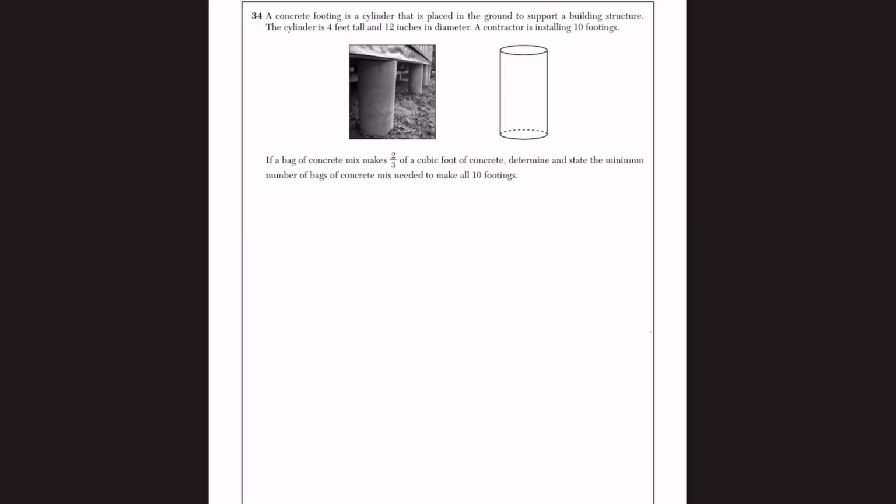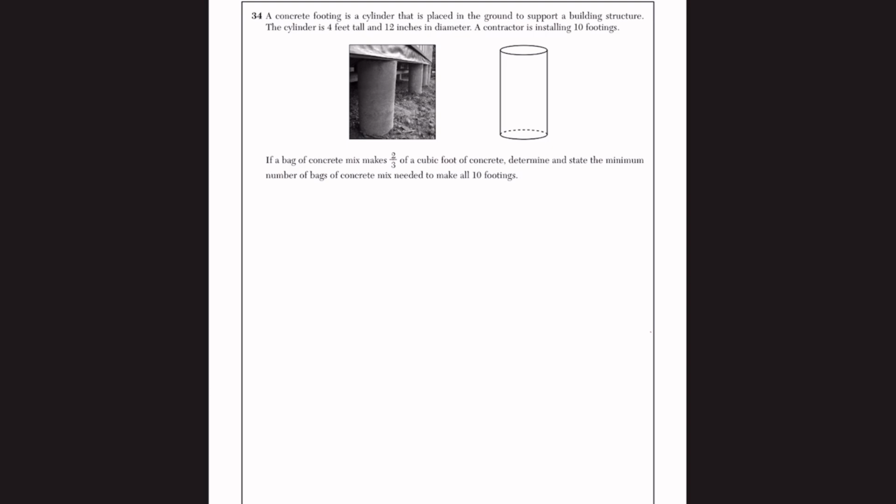Question 34. A concrete footing is a cylinder that is placed in the ground to support a building structure. The cylinder is 4 feet tall and 12 inches in diameter. A contractor is installing 10 footings. If a bag of concrete mix makes 2/3 of a cubic foot of concrete, determine and state the minimum number of bags of concrete mix needed to make all 10 footings. For this question, we can start off by finding how much concrete is needed to make one footing.